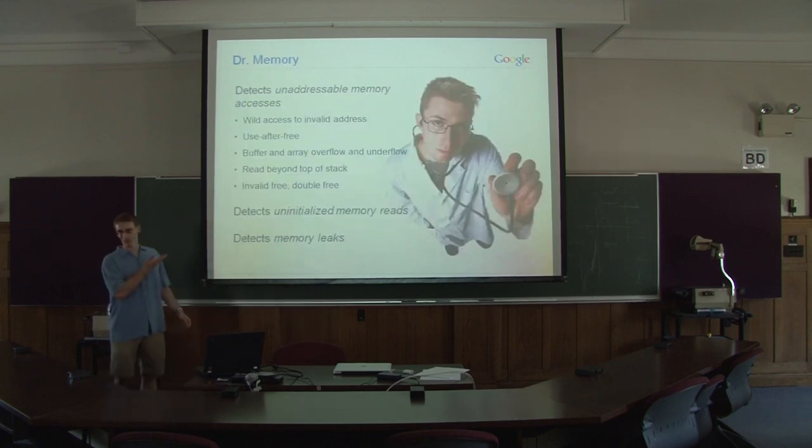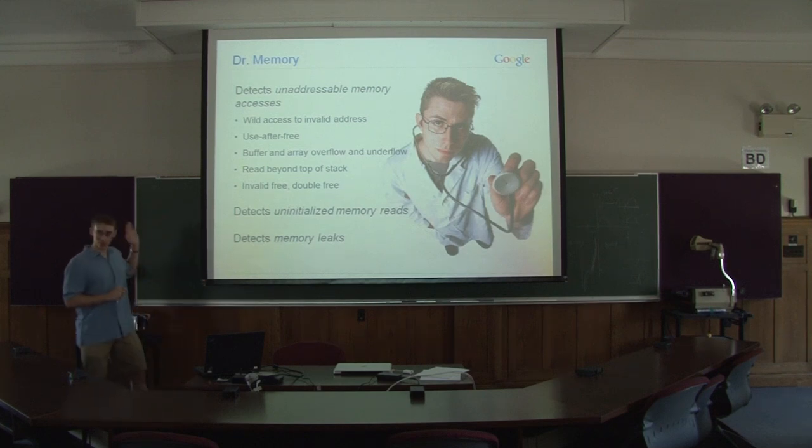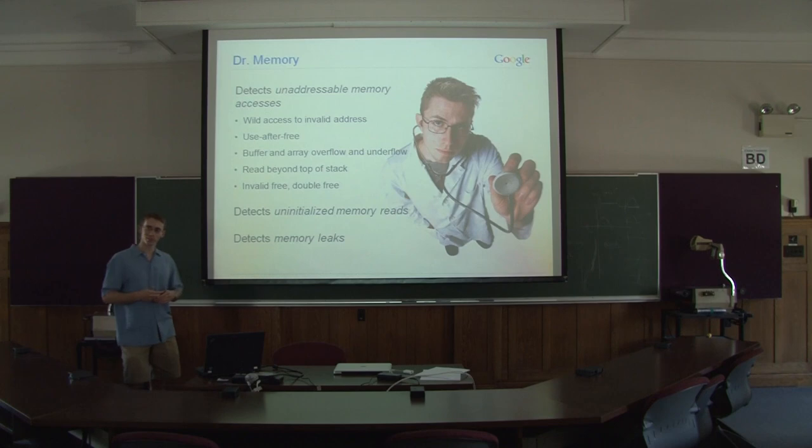So my tool is called Dr. Memory. And it's finding unaddressable memory accesses. So this is whenever the program reads or writes a memory location that was not legitimately allocated. Right? So if, let's say, it calls malloc, and then it tries to read a malloc header or something. Right? That's for me an unaddressable access. So it's more than just what pages are mapped.